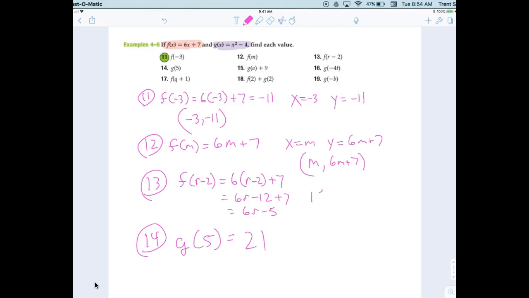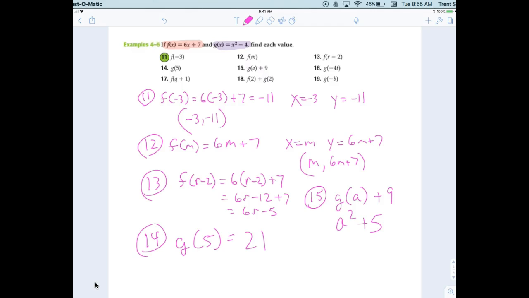So let's check out 15. Uh-oh. G of a plus 9. Now, I want to hear someone give me an answer on this one. G of a plus 9. Tell me. Come on. Tell me. You are awesome. That is exactly correct. Man, that was good. A squared plus 5. So now we can go on, right?